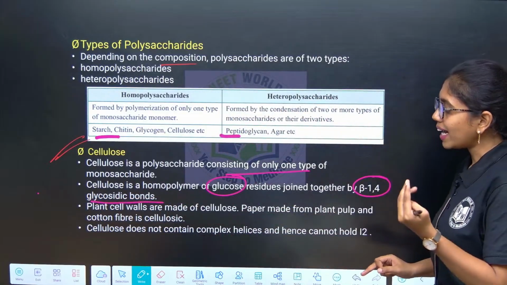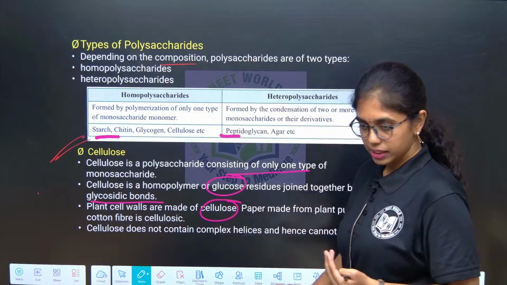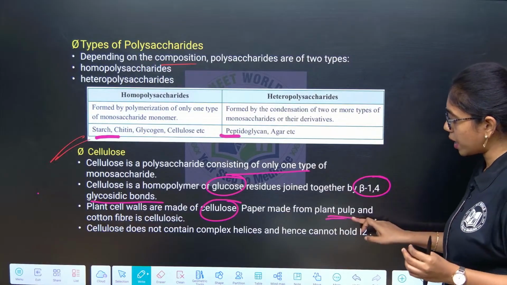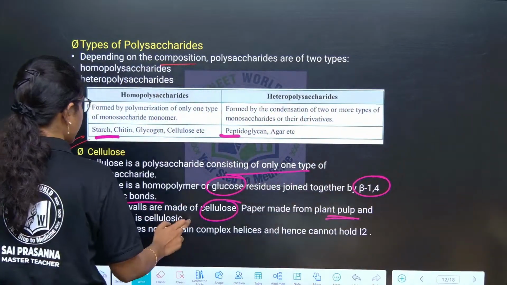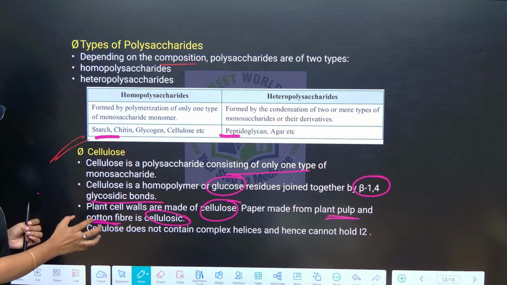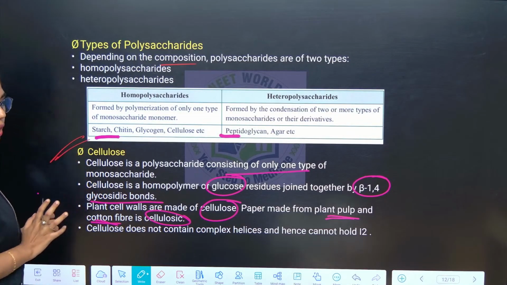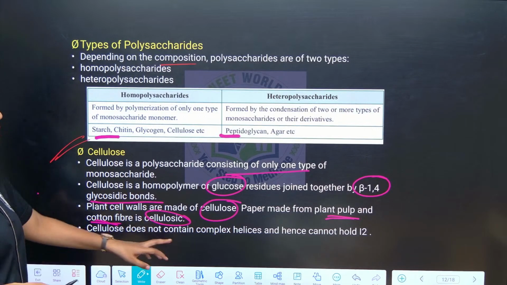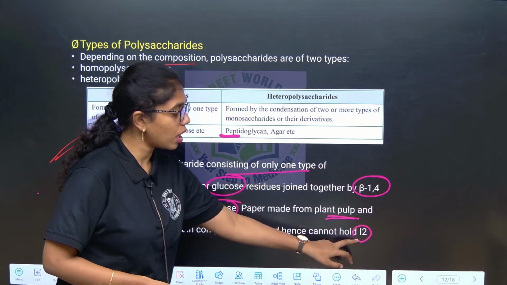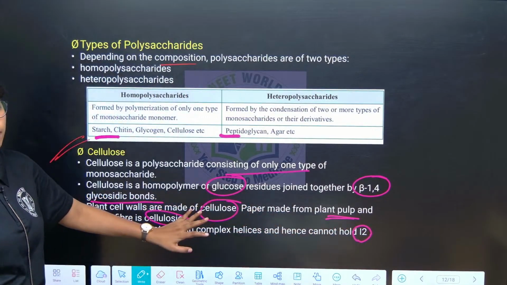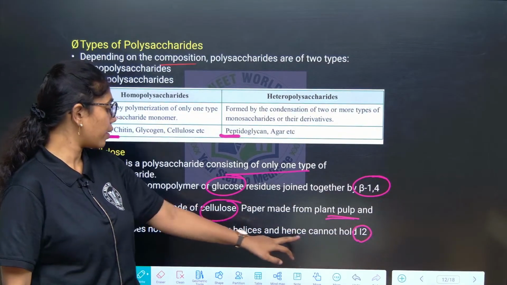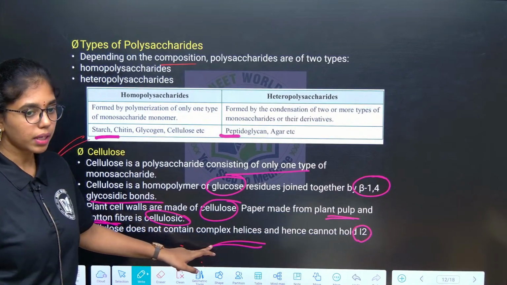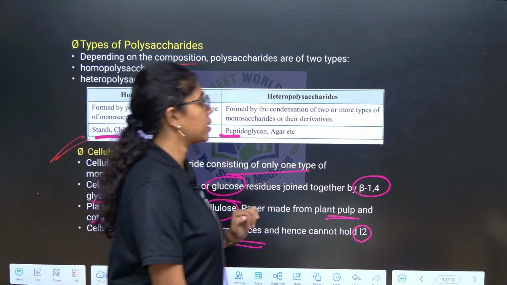Clear? So plant cell walls here are made up of what? Cellulose, where paper is made from plant pulp, and cotton fiber, these are cellulosic. These are the direct lines that I have extracted from the NCERT. So pay keen attention and look into it. Cellulose does not contain any complex helices, and hence it does not hold the iodine. Cellulose will not give blue color, because it cannot hold the iodine, because it does not have complex helices as you see in starch. Understood the points of cellulose?